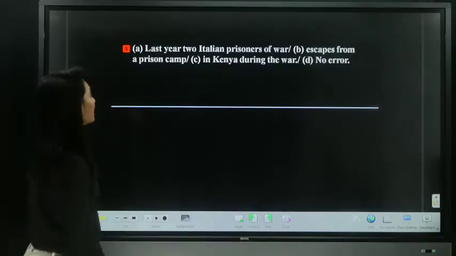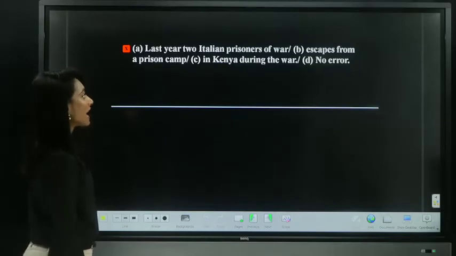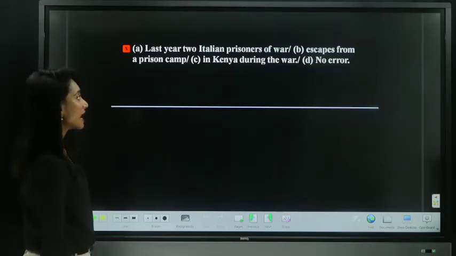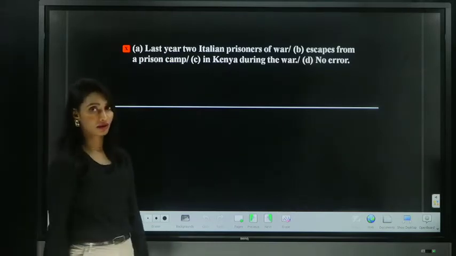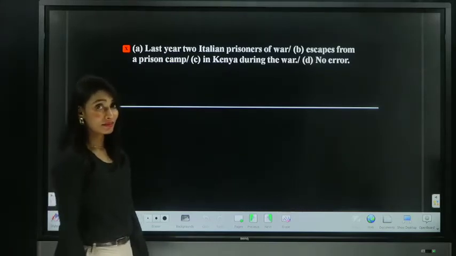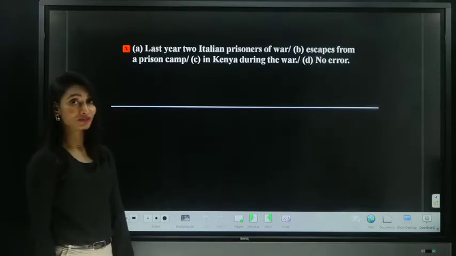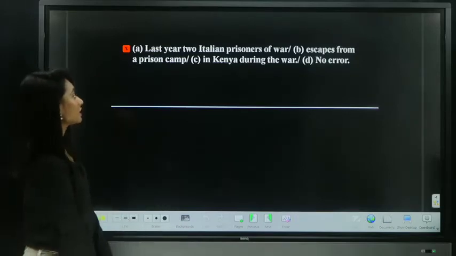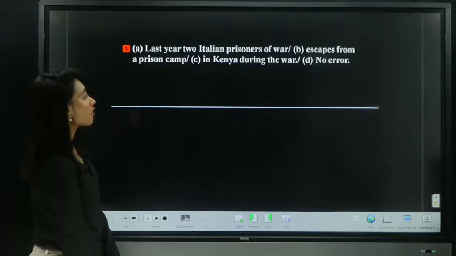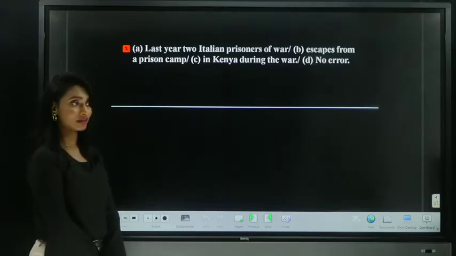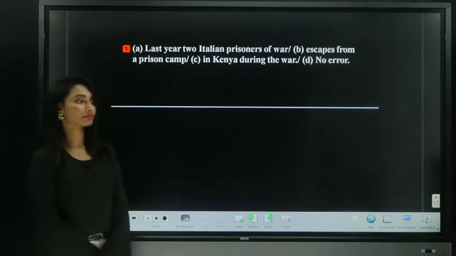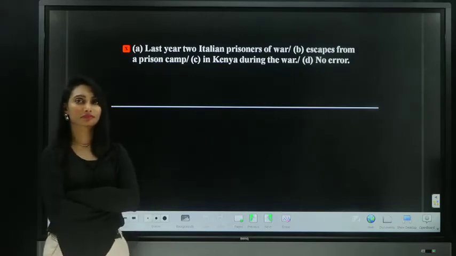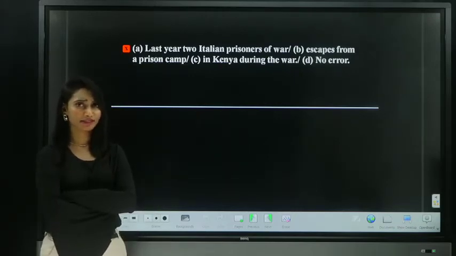Next sentence. Last year, 2 Italian prisoners of war escapes from a prison camp in Kenya during the war. Time indicator you got? Find out. Quick, guys.